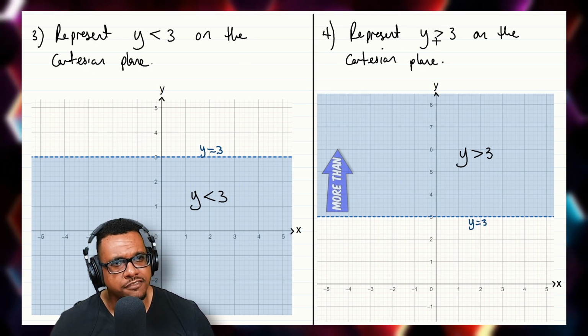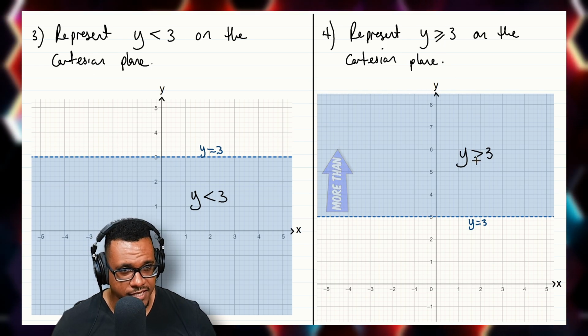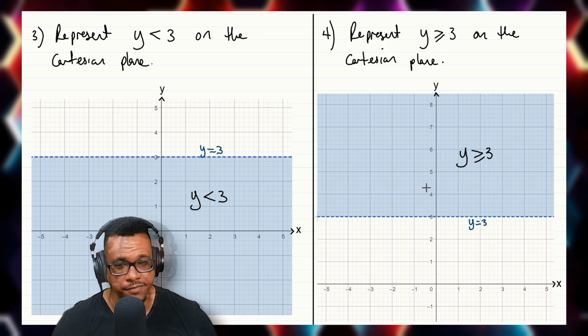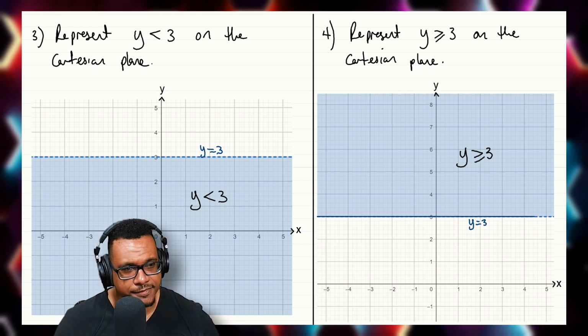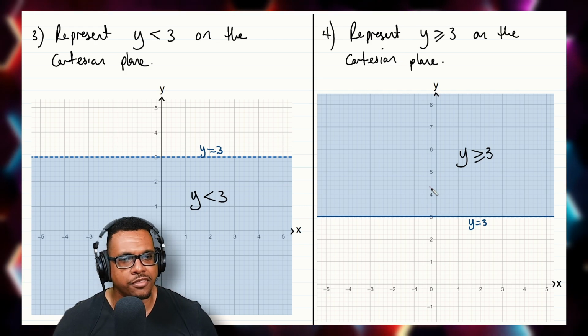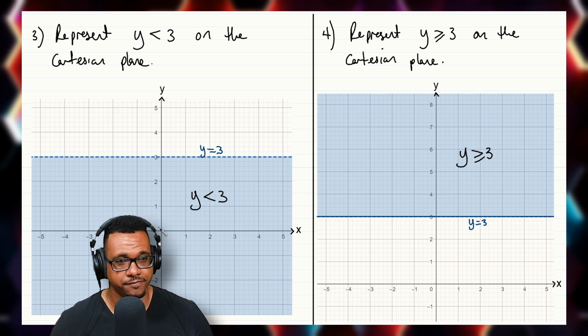Now if I was to convert this to y is greater than or equal to 3, so I'm going to put this here, y is greater than or equal to 3, our boundary line will turn from a dotted line into a solid line. And now this will represent y is greater than or equal to 3.